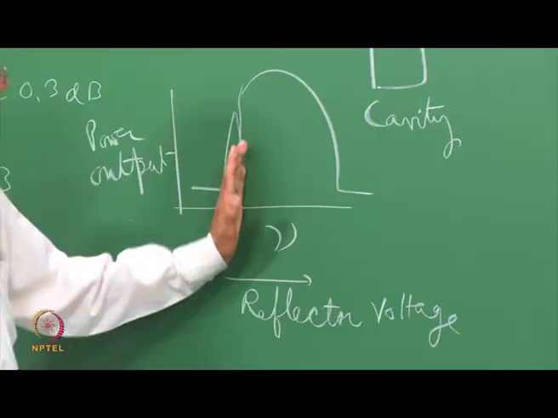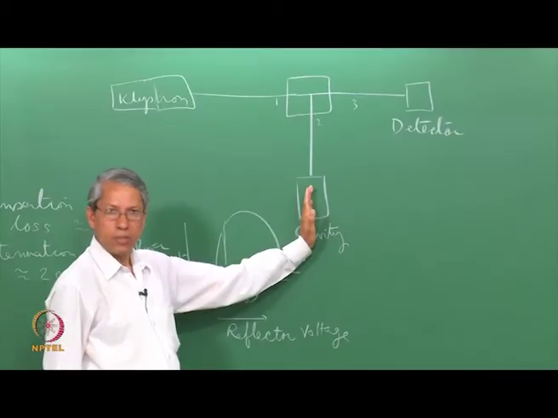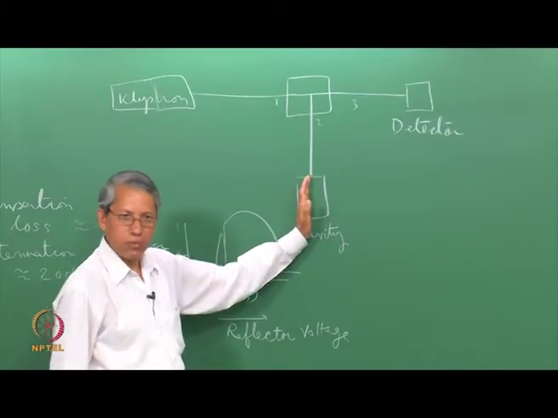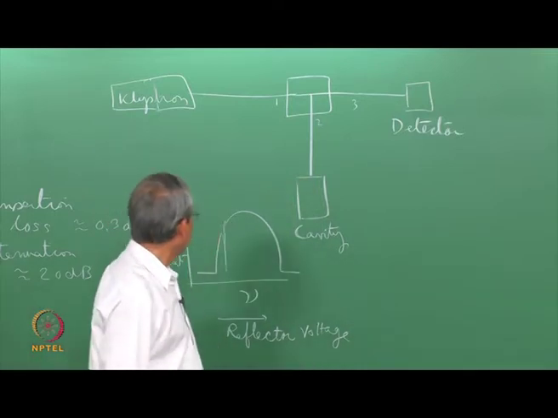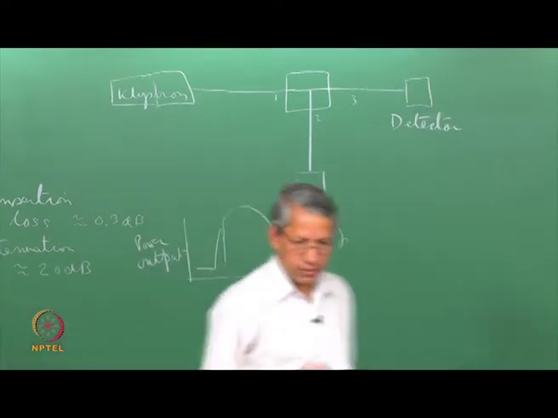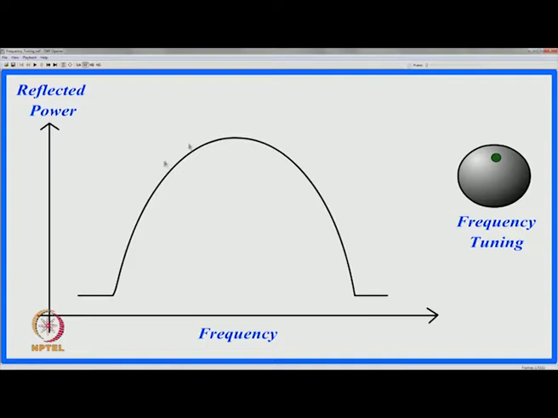That is, at this frequency the cavity does not reflect. That means at that frequency the standing wave is formed. And to explain that, I have made a small animation here. In this slide, let us say this is the frequency tuning knob. If we turn this, the frequency of the klystron is going to change.